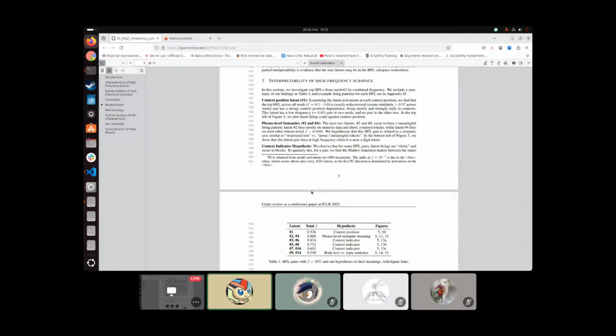Okay, interpretability of the high frequency subspace. In this section, we investigate the top high frequency latents by combined frequency. We included some initial findings in table 1 and sample firing patterns for each high frequency latent in appendix B. Examining the latent activations at each context position, we find that the top high frequency latent across all seeds is exactly rediscovered and has a strong context position dependence, firing mostly and strongly early in context. It has low frequency power in two seeds, and none in the other two. In the top left, we plot the latent firing by context position.